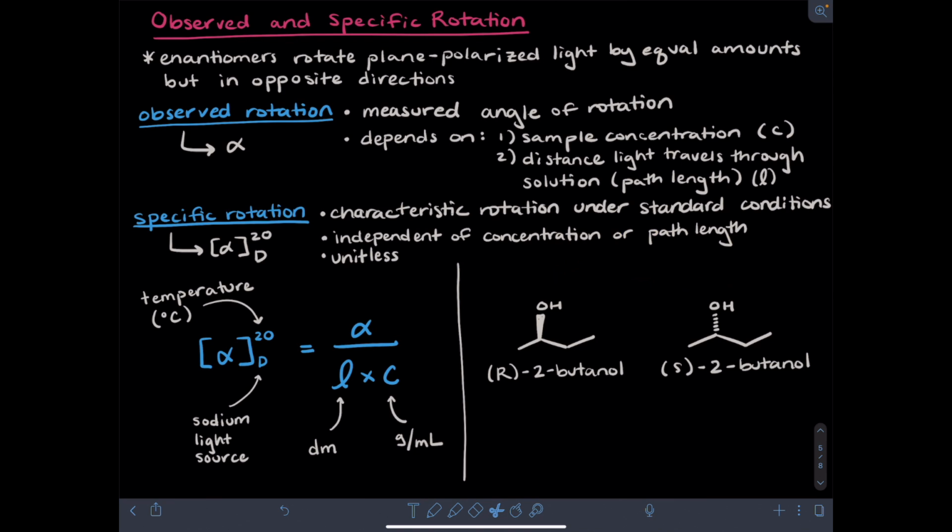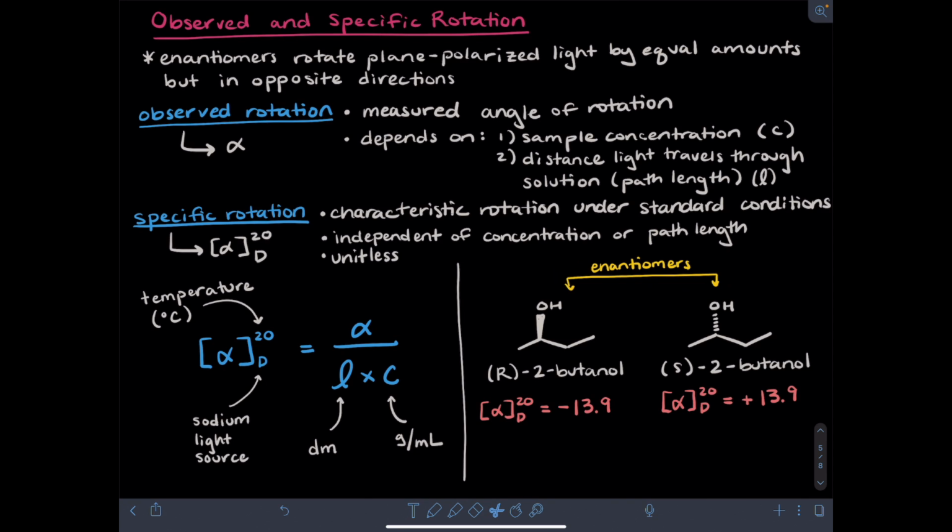Let's return to our R-2-butanol and S-2-butanol molecules from before. These are enantiomers, or non-superimposable mirror images. The specific rotation of each compound has been measured, and for R-2-butanol, this value is negative 13.9, and for S-2-butanol, this value is positive 13.9.